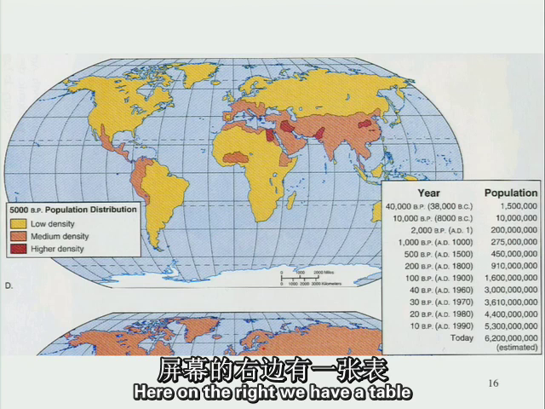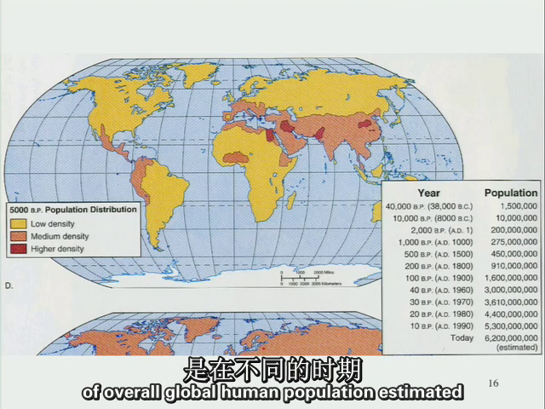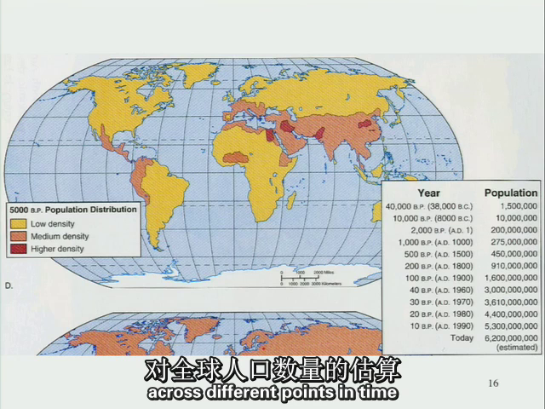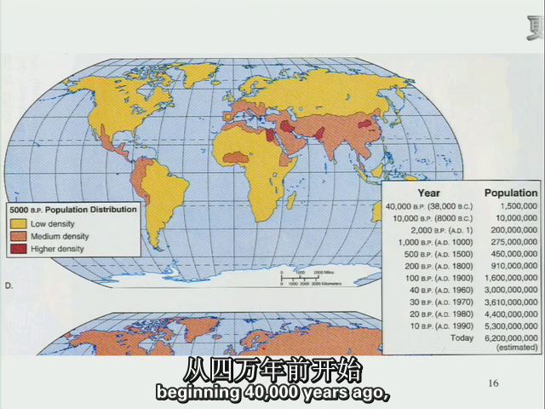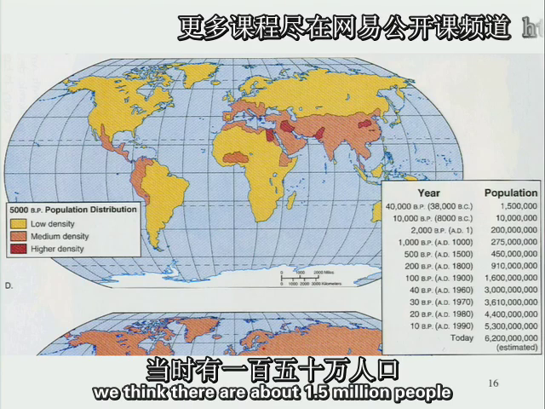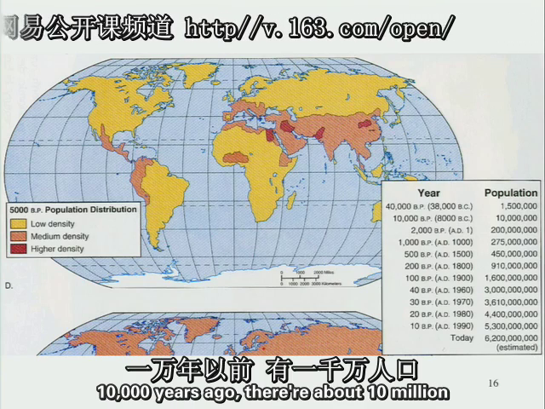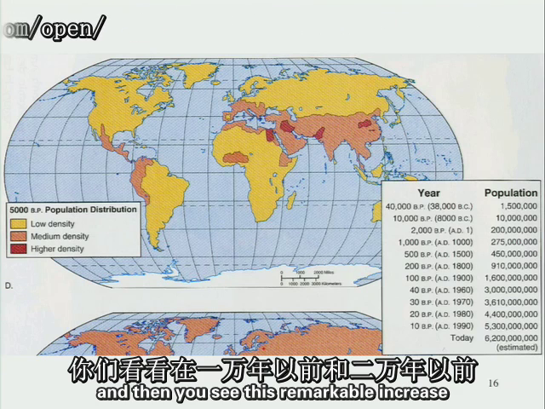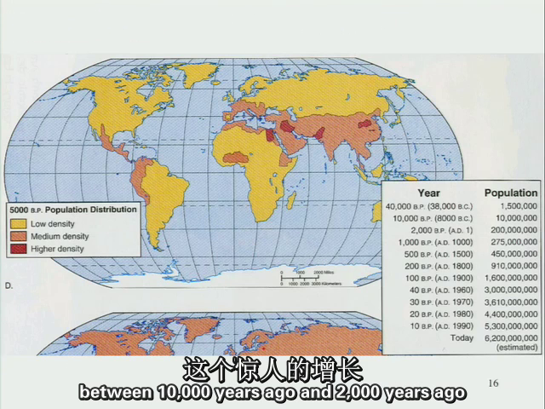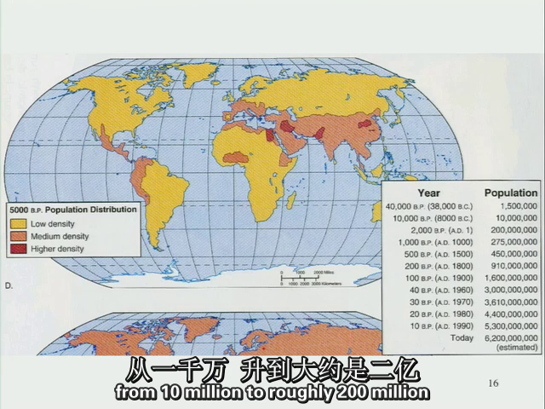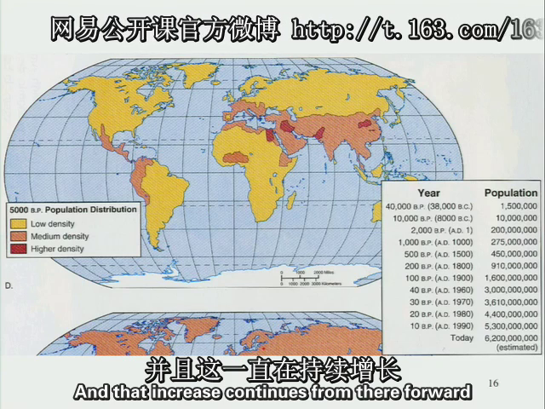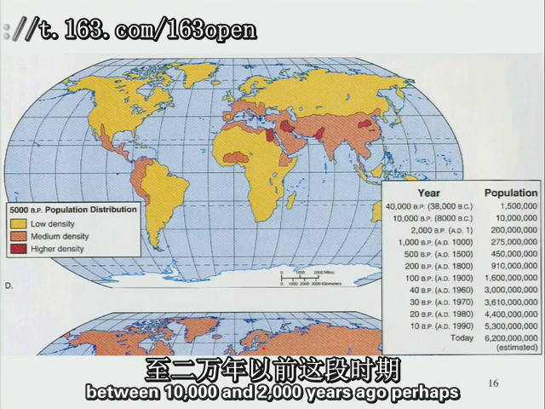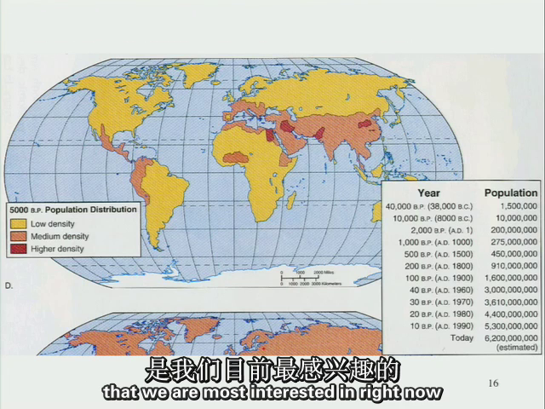Here on the right, we have a table of overall global human population estimated across different points in time, beginning 40,000 years ago. We think there are about 1.5 million people. 10,000 years ago, there were about 10 million. Then you see this remarkable increase between 10,000 years ago and 2,000 years ago, from 10 million to roughly 200 million. And that increase continues from there forward. And it's that period between 10,000 and 2,000 years ago, perhaps, that we're most interested in right now.